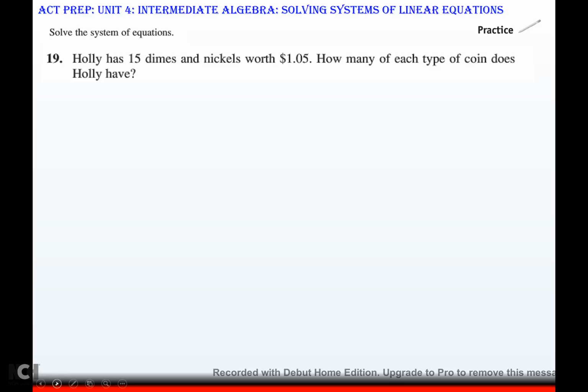Alright, Holly has 15 dimes and nickels that are worth $1.05. How many of each type of coin does Holly have? They're giving me two totals. And we're talking about dimes and nickels. So I'm going to say let x equal dimes, let y represent nickels. And the first thing that tells me is she has 15 dimes and nickels altogether. So the number of dimes plus the number of nickels has to come out to 15 coins.